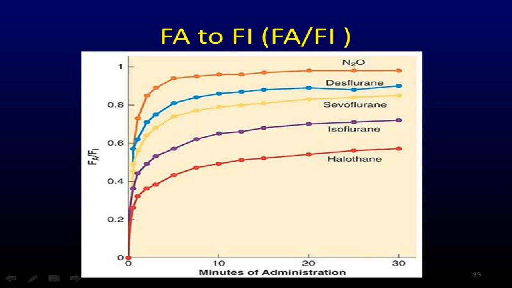Are you ever going to get someone to sleep with just one MAC? You've got to overpressurize the system if you want them to breathe themselves down to sleep. And then once they breathe themselves down to sleep, what do you do? You lessen up the agent. That's all based on this concept. If I deliver two MAC of desflurane, okay, now let's do this math. 2 MAC is what? 12%.